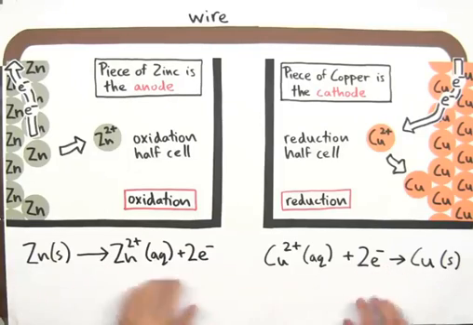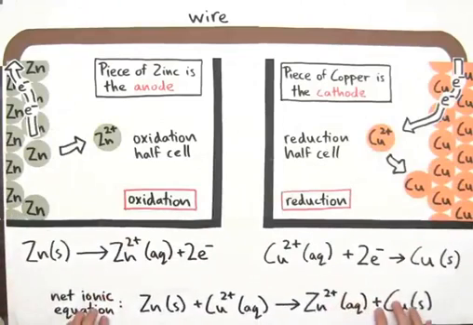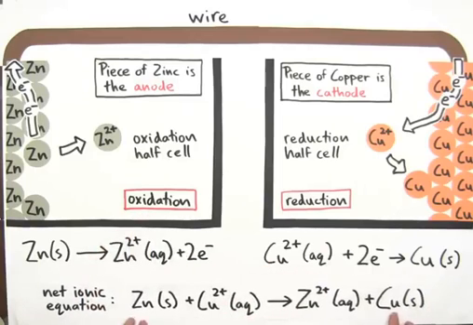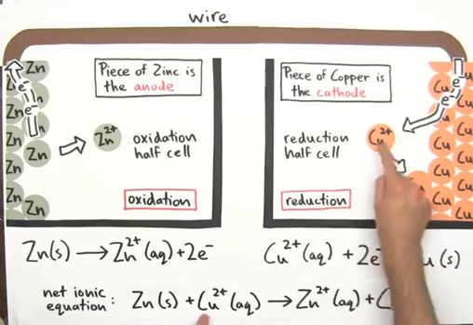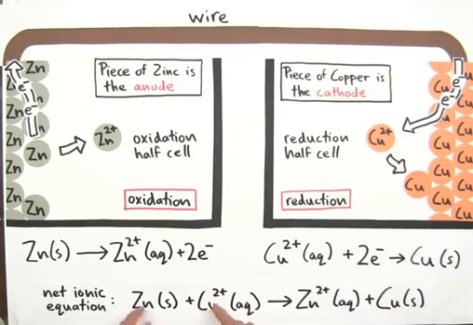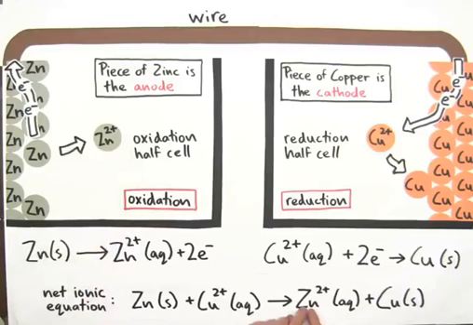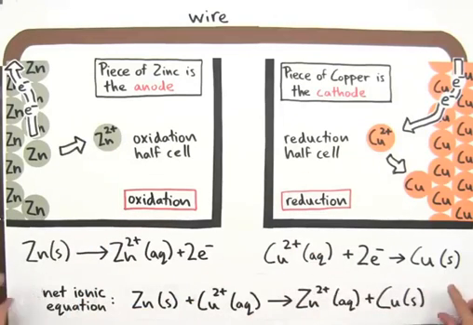Anyway, we have these 2 half reactions, and we can put them together to get a net ionic equation, which shows the overall oxidation and reduction process. We start with solid neutral zinc and Cu2+ ion, and then at the end of the process, we're left with Zn2+ ion, and then we have solid copper. This is the net ionic equation that we get from adding together these 2 half reactions.